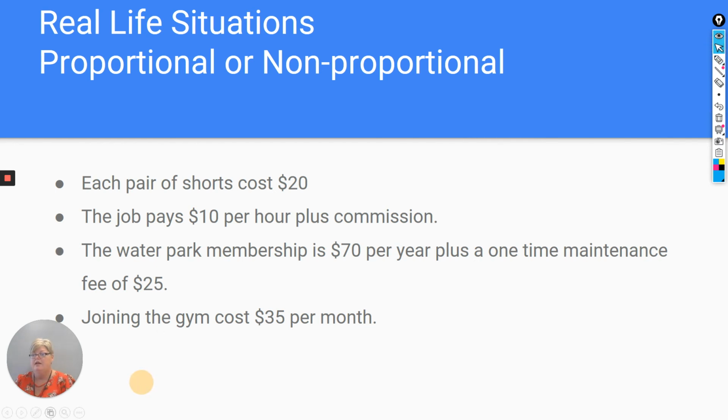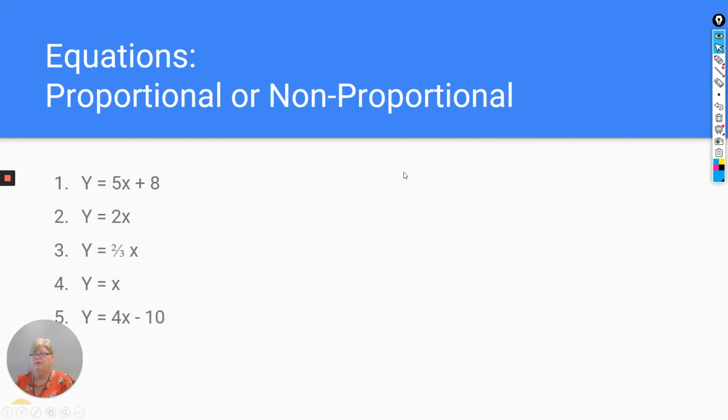All right, so let's look at equations. How do we know if it's proportional or if it's not proportional? Well, y equals 5x plus 8, because it's got a plus 8. Remember, we're looking for y equals kx. K is your unit rate. Well, 5 right there is 5 times x, but it's got that plus, so that is not proportional.